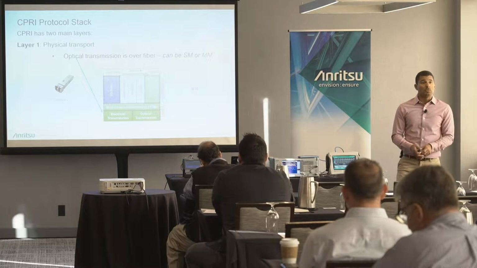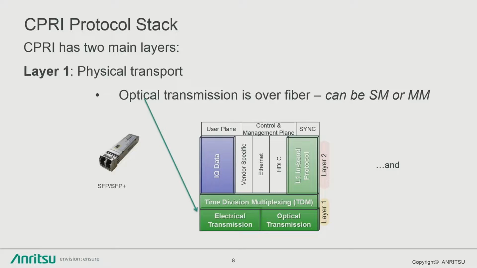CPRI consisted of basically two layers. The first layer is the physical layer, the physical transport. You've seen CPRI going optically over an SFP or SFP+ interface. That's the pluggable optic that would be plugged into the baseband unit, and the other pluggable optic could be plugged into the remote radio head. Then the fiber would connect the two together over the tower, over distance, depending on if you're doing a CRAN hub. That's either an electrical or optical transmission, and it can be either single mode or multi-mode fiber, depending on the distance and the bandwidth that was required to transport that CPRI.